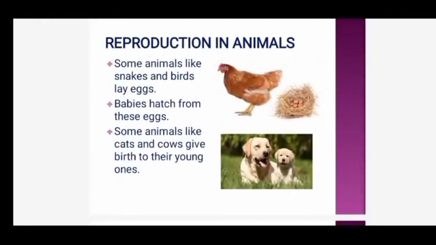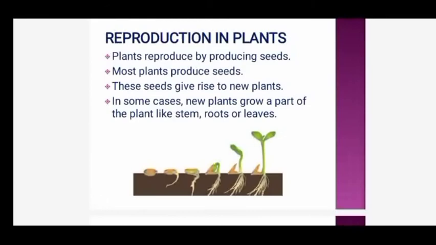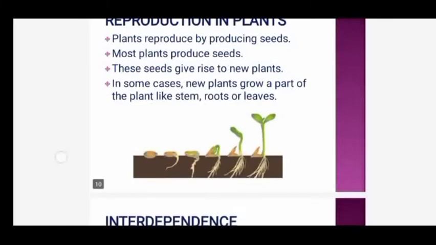Reproduction in animals. Some animals like snakes and all birds lay eggs, where babies hatch out from these eggs. Some animals like cats and cows give birth to their young ones. Then what about reproduction in plants? Most plants reproduce through seeds. These seeds give rise to new plants. In some special cases, new plants grow from parts of a plant like stem, roots or leaves.